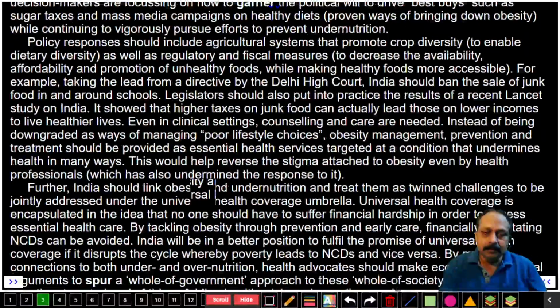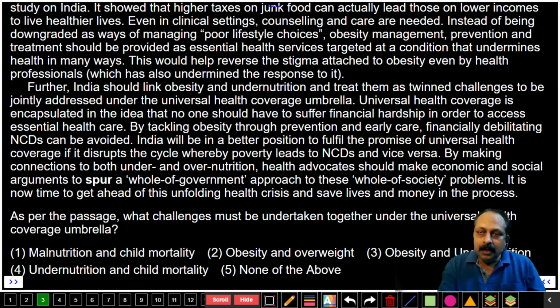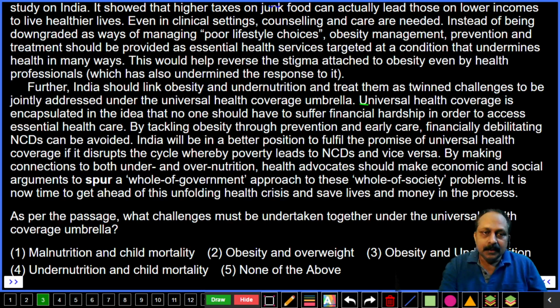Question number three. As per the passage, what challenges must be undertaken together under the universal health coverage umbrella? All these are based on explicit information. They are mentioned in the passage, and you should go. I can show here. Universal health coverage is encapsulated in the idea that no one should have to suffer financial hardship in order to access essential health care. Malnutrition and child mortality not correct. Obesity and overweight not correct. Here, what are the keywords? Universal health coverage.